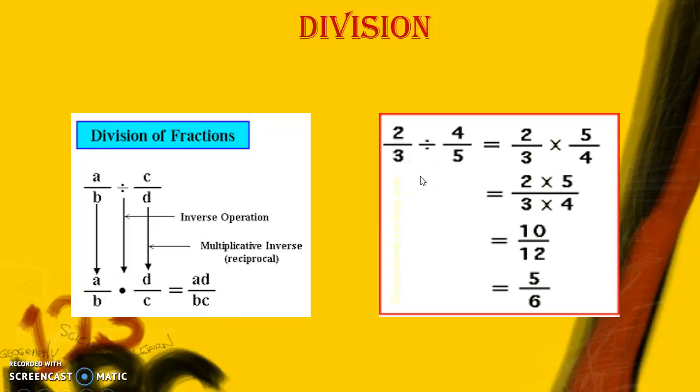So now, look at this example. 2 over 3 divided by 4 over 5. First, copy the first fraction, 2 over 3. Second, change the operation from division into multiplication. And third, turn over 4 over 5 into 5 over 4. So 2 multiplied by 5, we get 10. And 3 multiplied by 4, we get 12. Simplify it into 5 over 6.